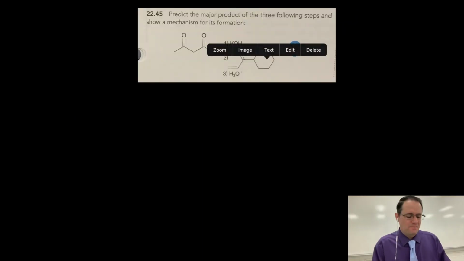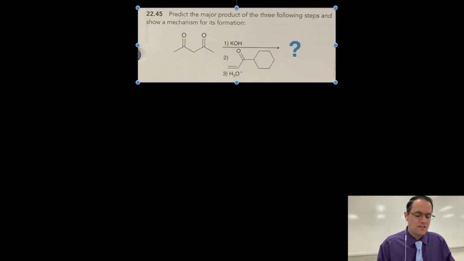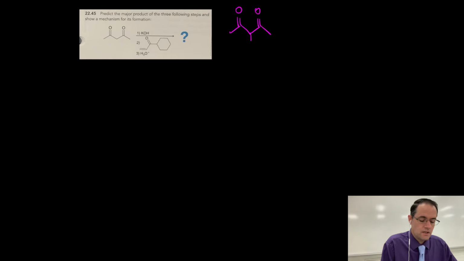So here it asks us to draw the products and then also a mechanism, but I think, in my opinion, it's easier just to use the mechanism to generate and draw the reaction products, okay? So first we have this beta diketone, okay? It's a 1,3 diketone, and we can recognize that the alpha hydrogen there in the middle is the most acidic one as opposed to the hydrogens on the ends, okay? So we'll go ahead and deprotonate that guy there.